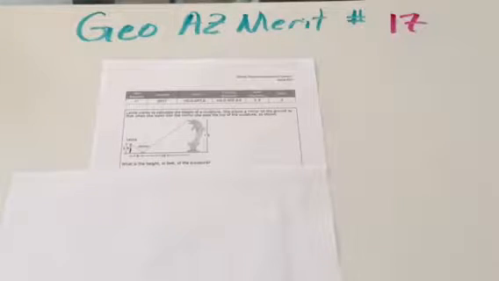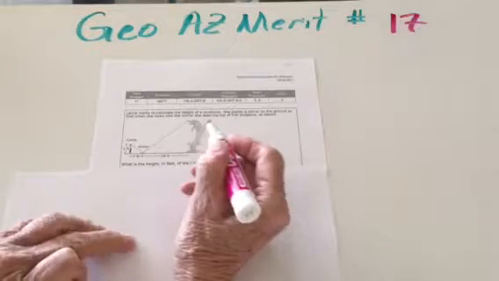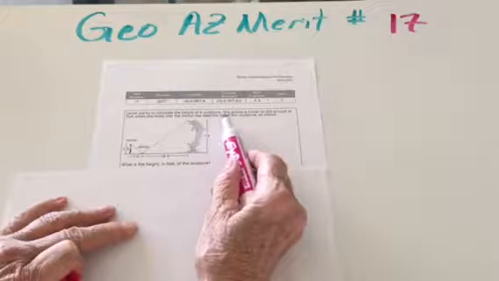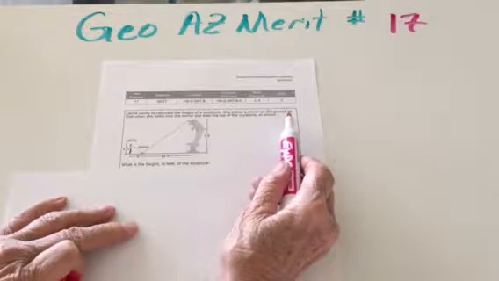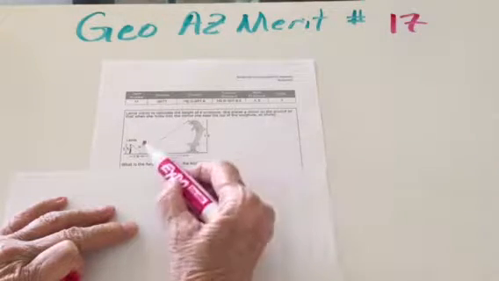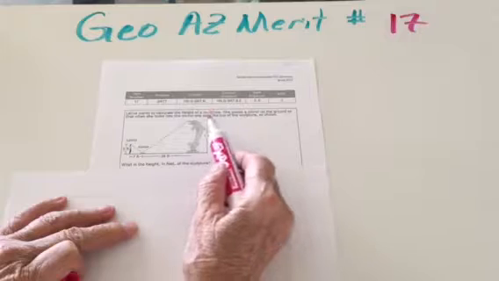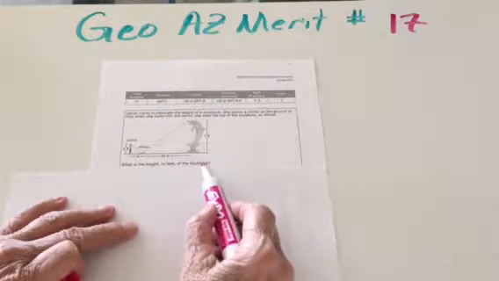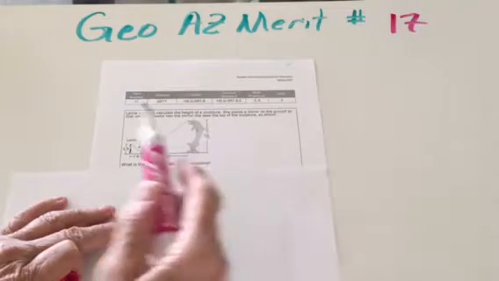In this video, we are going to talk about question number 17 on the Geometry Arizona Merit Test. You should have this picture in front of you. It says, Lanny wants to calculate the height of a sculpture. She places a mirror on the ground so that when she looks into the mirror, she sees the top of the sculpture as shown. What is the height in feet of the sculpture? How tall is this guy, in other words?